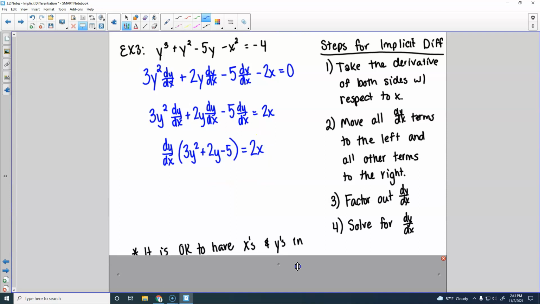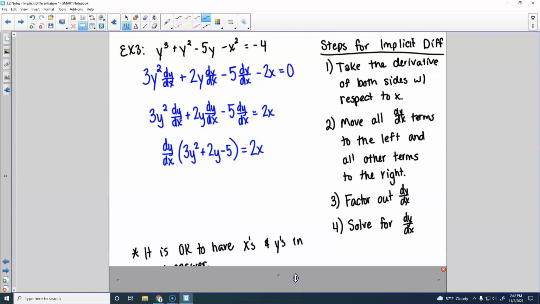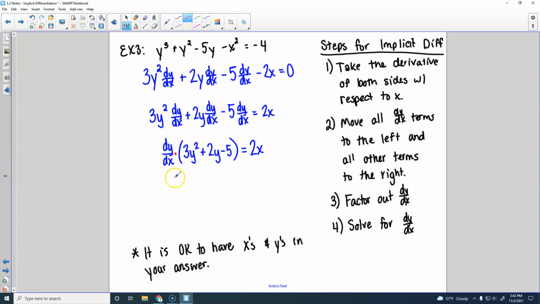Okay, so that's the next step. Factor out the dy dx. And so, since we factored that out, this is dy dx times all of this stuff. How could I get the dy dx by itself? Divide by all that stuff, right? So I'm dividing by 3y squared plus 2y minus 5.